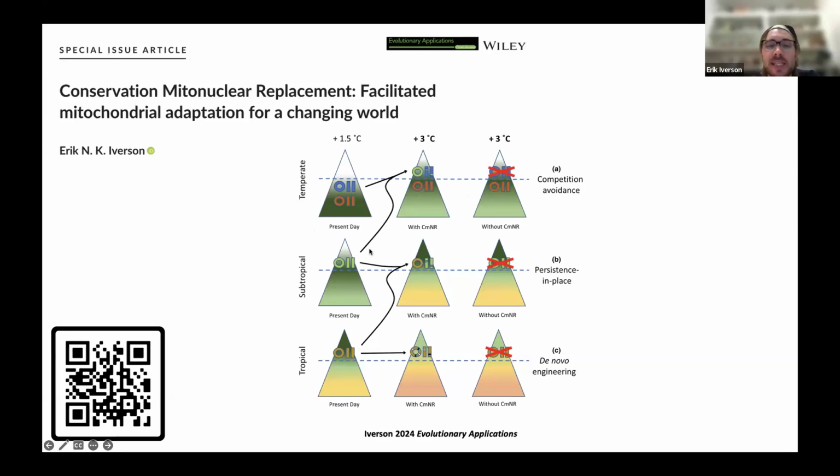But we might be able to take some adaptive variation from a lower latitude, from a subtropical area, bring that mitochondrial genome and those specific nuclear genes that are important into that population and allow them to move upward in elevation, or perhaps allow them to persist at an elevation where it's gotten hotter. So there's a variety of applications for this, and if you want to learn more about it, the QR code there will take you to that paper.